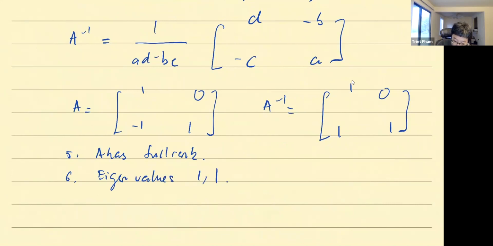The reason is A is upper triangular, sorry, lower triangular. With a triangular matrix, you can read off the eigenvalues from the diagonals. What does full rank mean? If you remember in linear algebra, you did the Gaussian elimination. The number of non-zero rows or columns is called the rank, or the number of pivots.